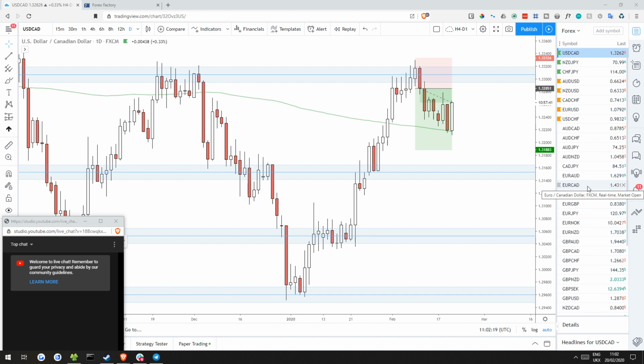First of all, the USD-CAD setup I shared last week. This one's been quite annoying because of the back and forth. It's taken a long time to move down, and every time it moves down, it comes back. So it moved down, came back up, moved down, came back up, moved down again, and it's coming back up. Honestly, I'm not really liking this trade that much anymore. My stop loss was moved to break even, and it's really struggling to break this 200 moving average.